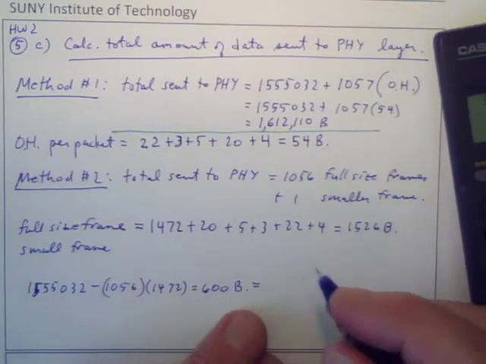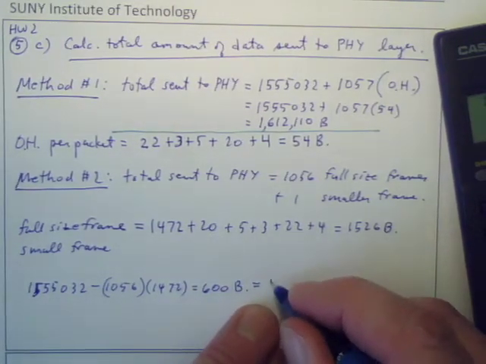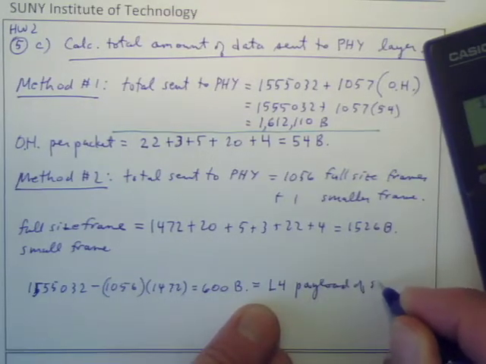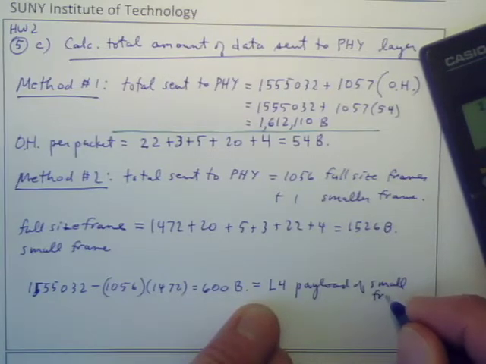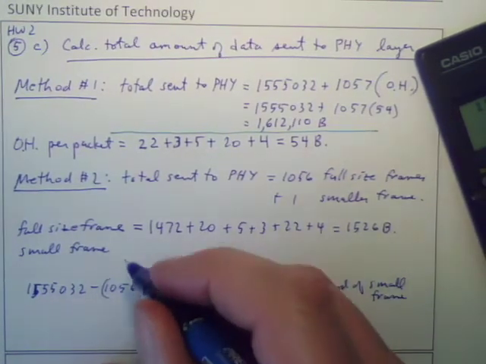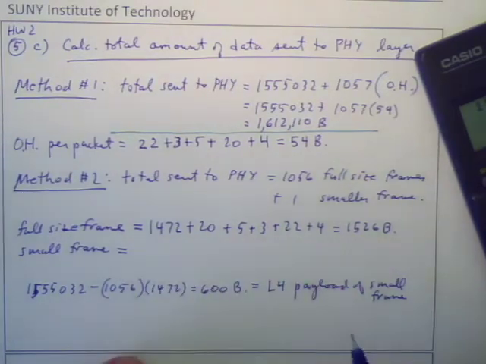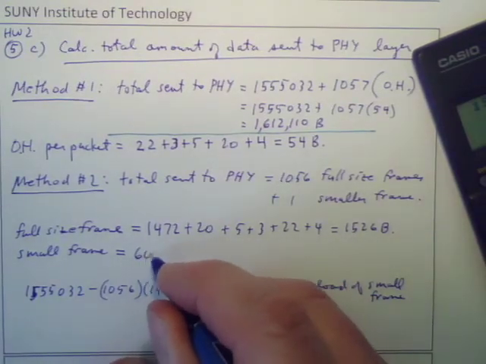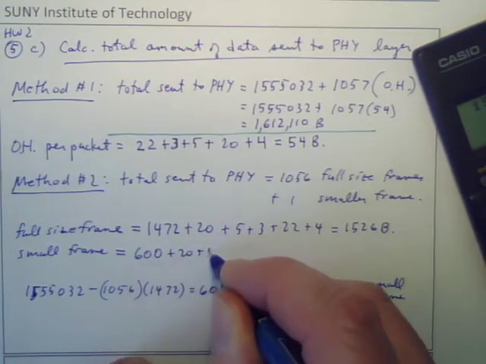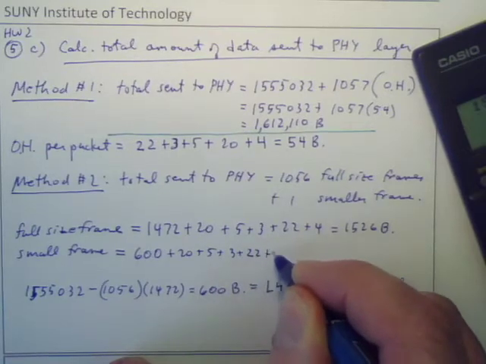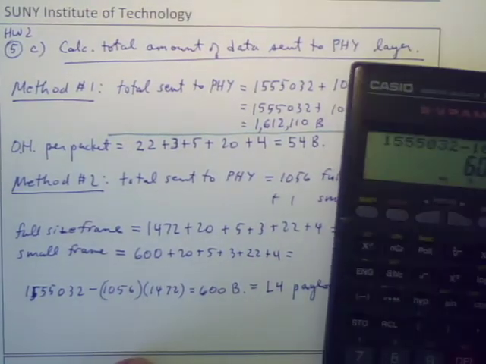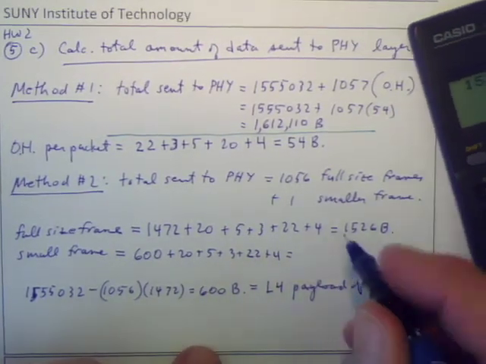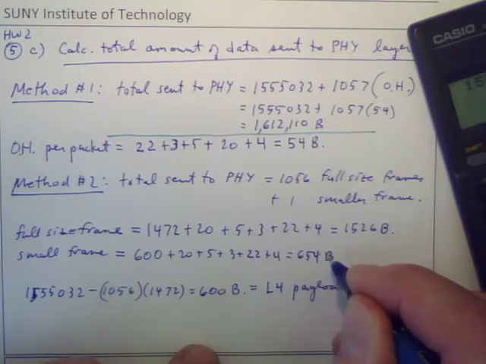And this is equal to the layer 4 payload of the small frame. That is that last frame. So the size of the small frame is, instead of 1472, it's only 600 in that last one, plus 20, plus 5, plus 3, plus 22, plus 4. And this is equal to, let's see, 22 plus 8 is 30, 54, 654 bytes.